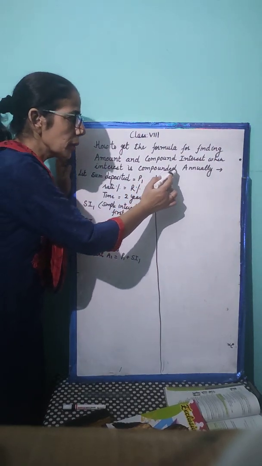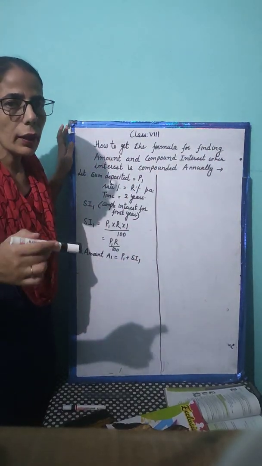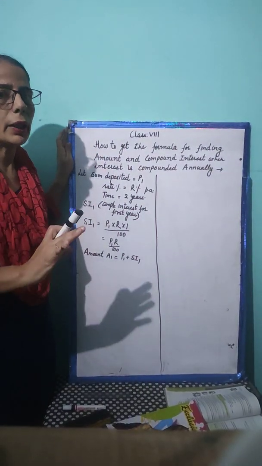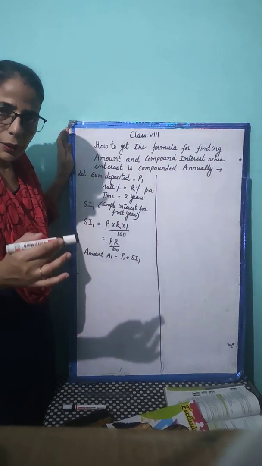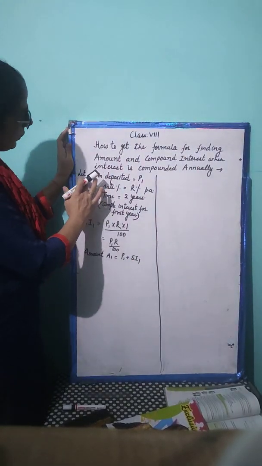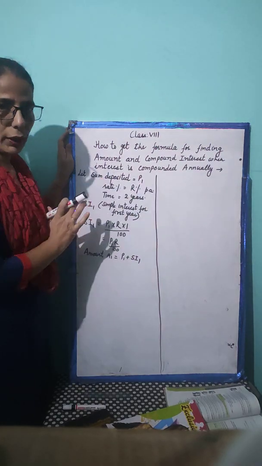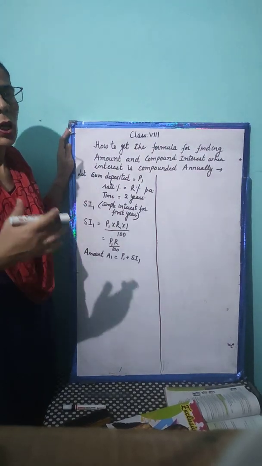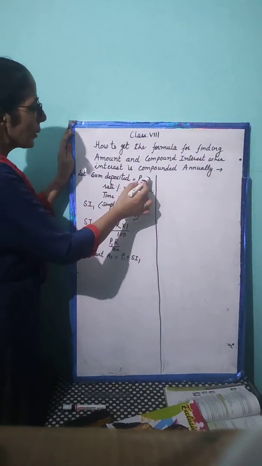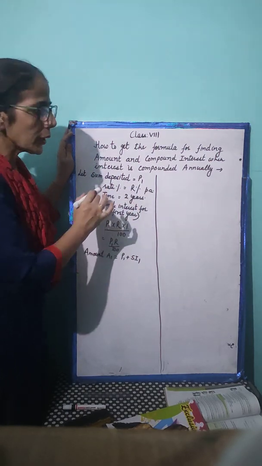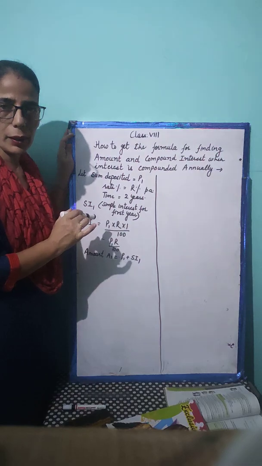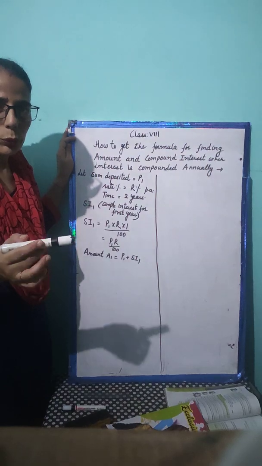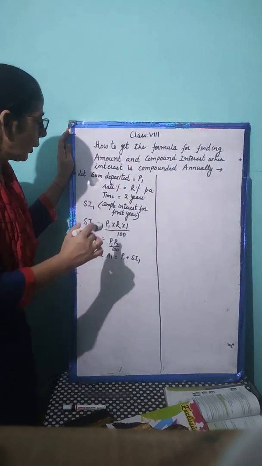I told you what is the meaning of compound interest: interest on already interested money, when interest is added year by year. Let the sum deposited be P1, meaning whatever money we have deposited in the bank, post office or given to some person, and the rate percent decided as R percent per annum. Annum means annually, and time is 2 years. I am taking the example of 2 years to find the formula.